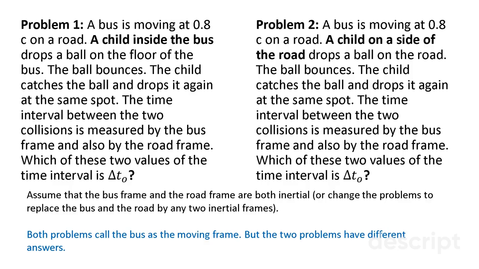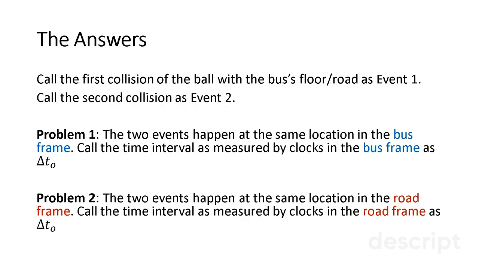Pause the video and see if you can find the answers. Let us find the answers. Call the first collision of the ball with the floor of the bus or the road, as the case may be, as event 1, and call the second collision as event 2.